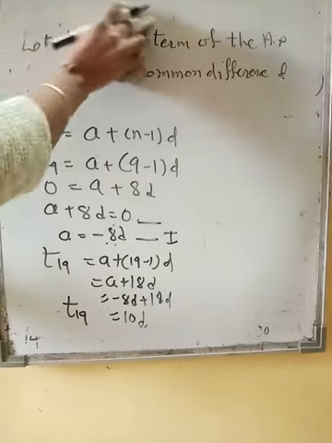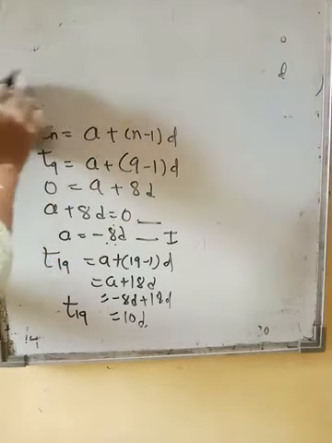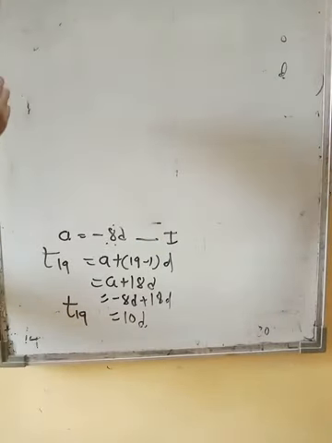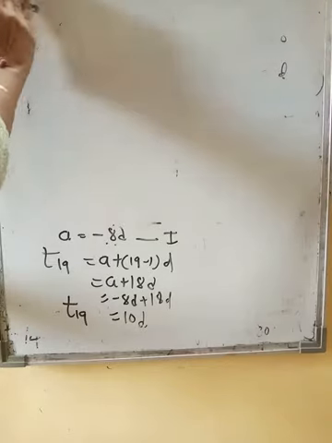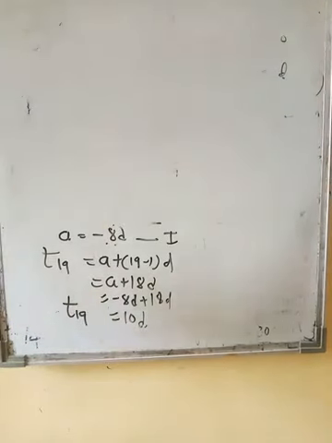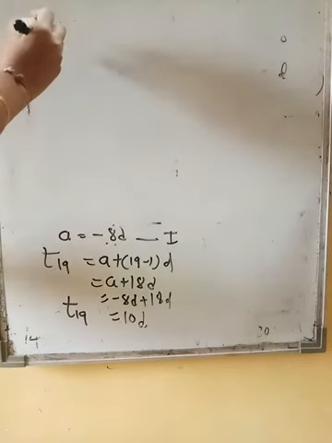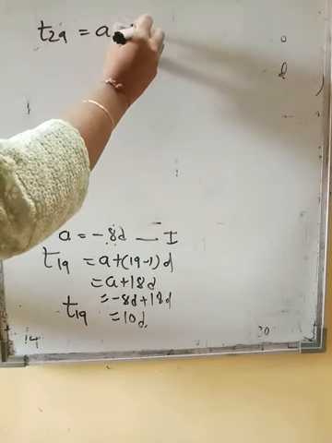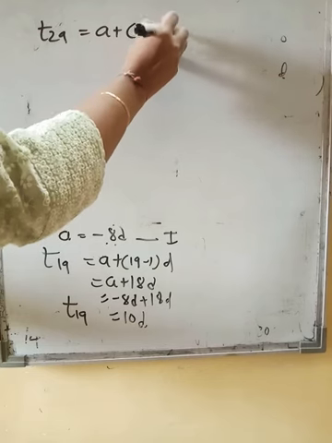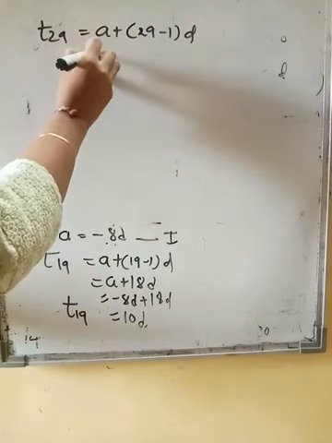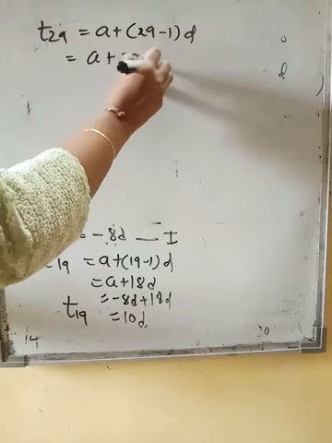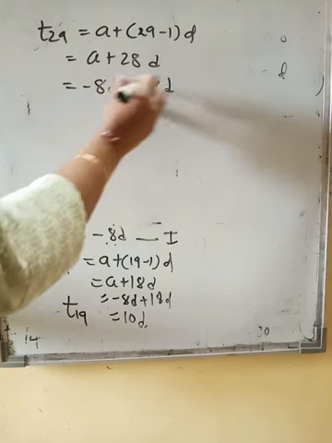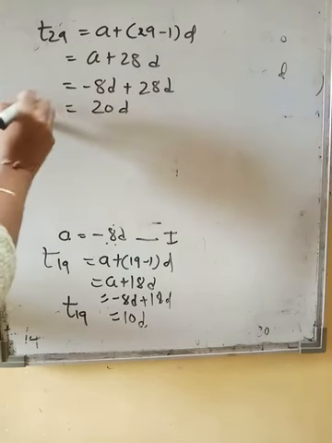Okay. Now let me go to T29. Up till now I have used this and then this. So what is T29? T29 is A plus (29 minus 1) into D. So that is A plus 28D. Now in place of A, I again put minus 8D. So minus 8D plus 28D. So it will be 20D.